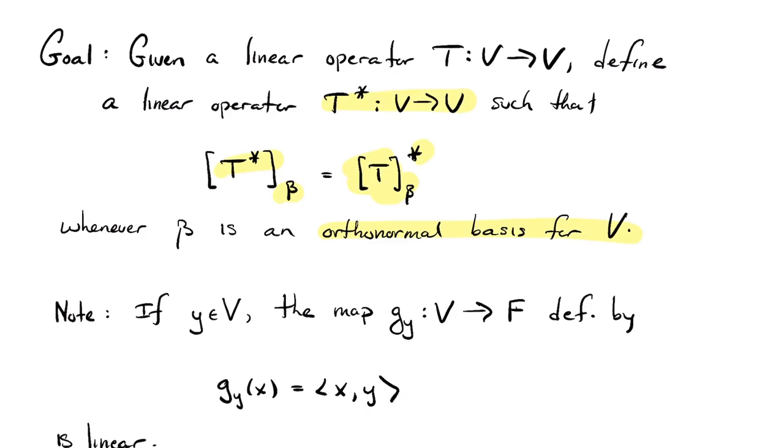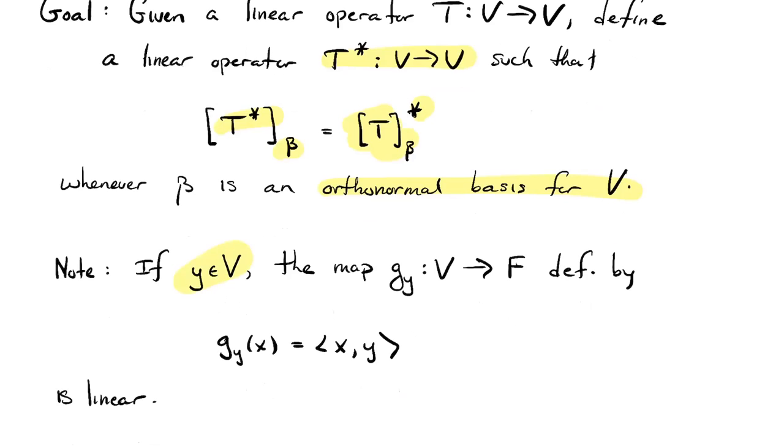All right. Just a quick observation here that if you fix a vector y in our inner product space and define the map from V into the scalar field, sometimes maps like that are called linear functionals, but it's a map from V into the scalar field F. And how does it work? Well, for every x in V, I'll just define g sub y of x to be the inner product of x and y.